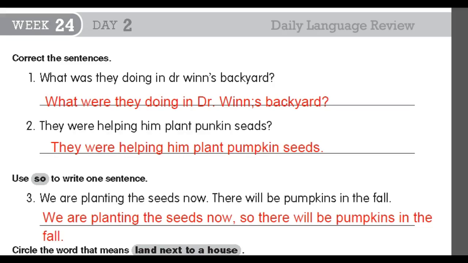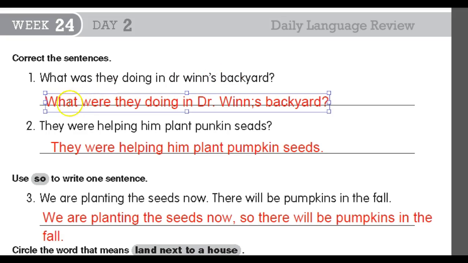Okay, we're going to correct week 24's daily language. Make sure you have a pen or a marker. To make your corrections, press pause as you make the corrections, then press play when you're done to listen to the rest.